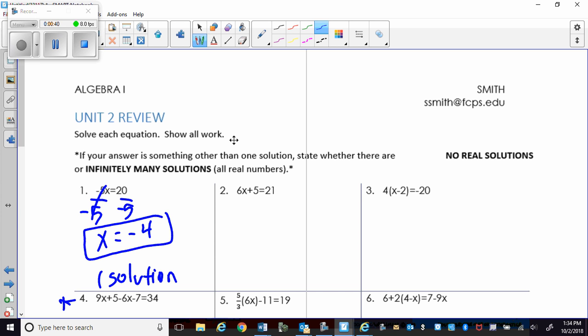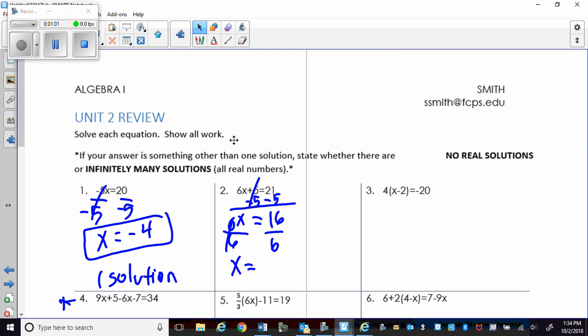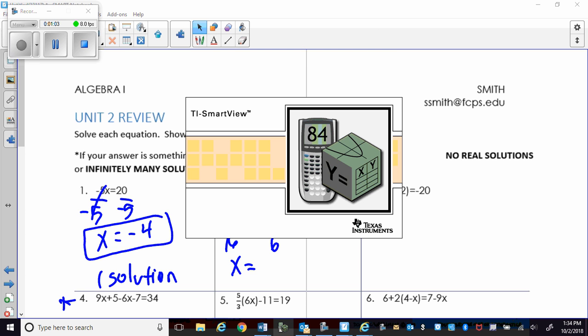Number 2, you have 6x plus 5 equals 21. You should be checking your answers. Minus 5 on both sides. You get 6x coming down. This goes away, equals 16. Divide both sides by 6. X equals. You need to reduce that fraction.